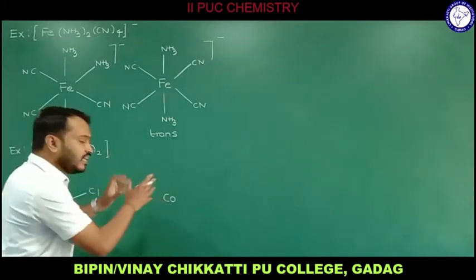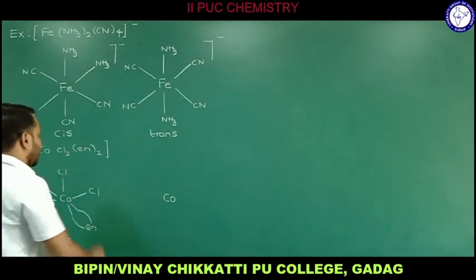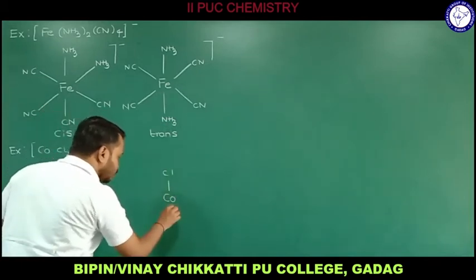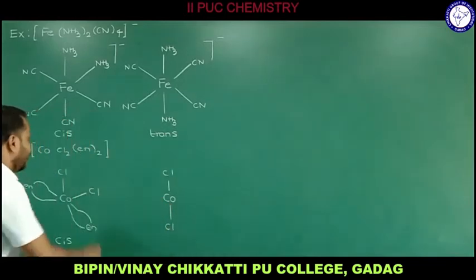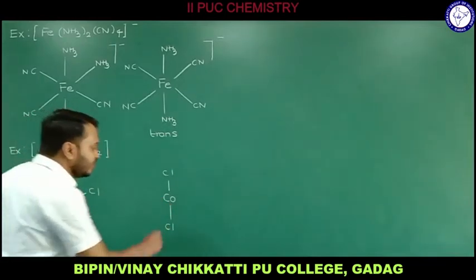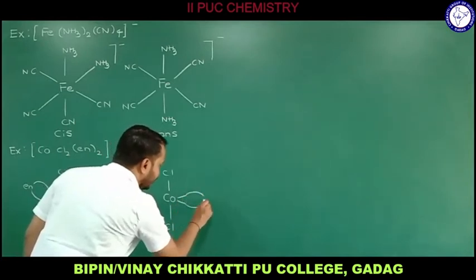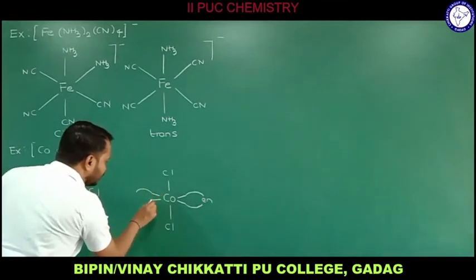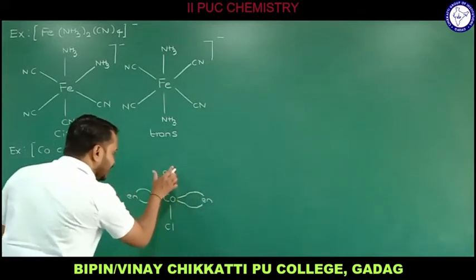Now we'll see how to draw the trans isomer. Co will be the central metal atom, and one Cl I will write here, and in trans, one more Cl should be exactly opposite. And we have 2 bidentate ligands en. One let me draw here. So this is one en. And one more en I will draw here. The bidentate ligand en is also exactly opposite, so this en is opposite to en, and this Cl is opposite to Cl.